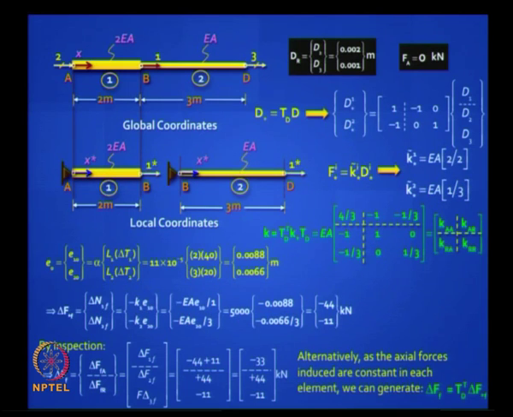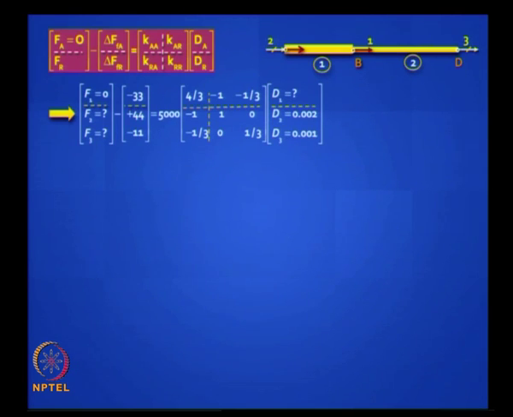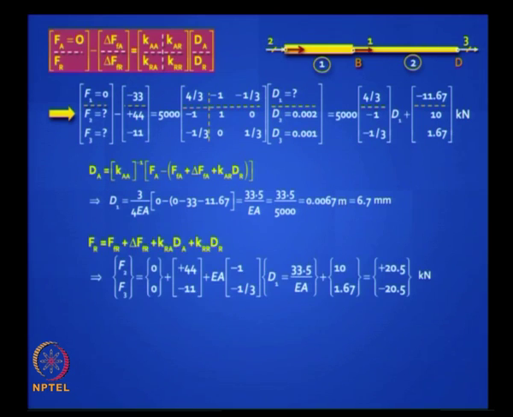But in any case you have 44 and 11, they will add up together at D1, you will end up with minus 33 and you will have 44 and 11. Is it clear? F1, F2, F3 will have these numbers. Thereafter it is straightforward using matrix methods. You solve this, you will find dA, you get 6.7 mm, find the forces.